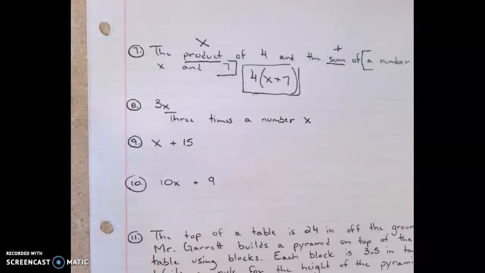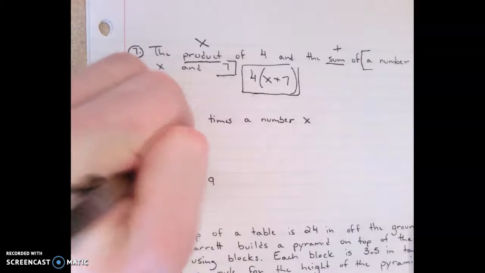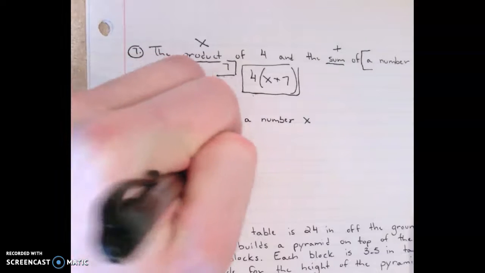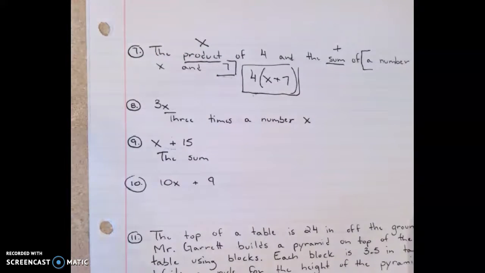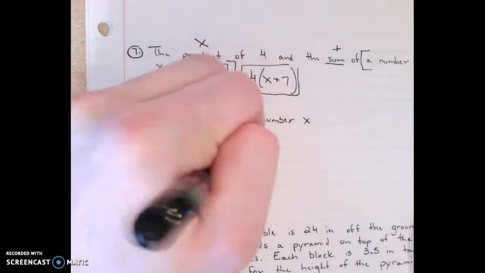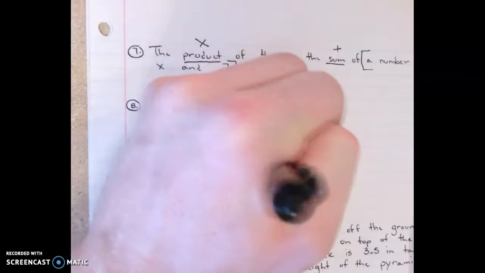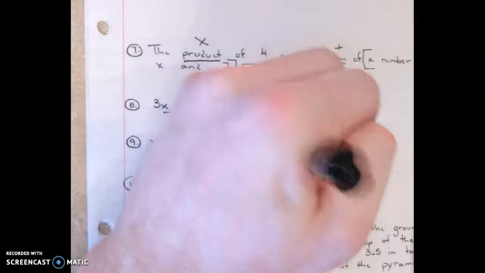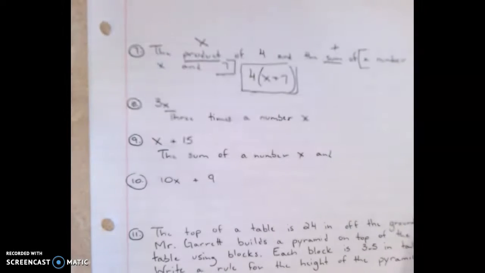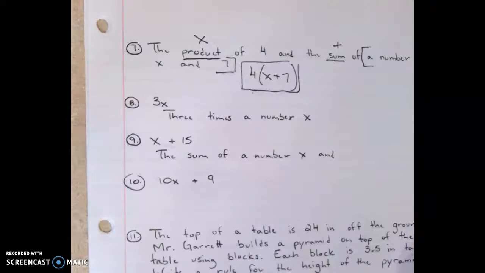Next one, number 9, x plus 15. Think about our operation. We're doing addition. So we have the sum. Well, what are we adding together? We're going to take the sum of a number x and what are we adding it to? Well, we're adding it to 15. So the sum of a number x and 15.